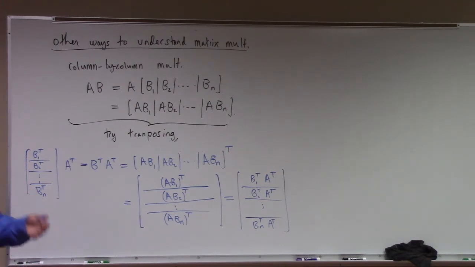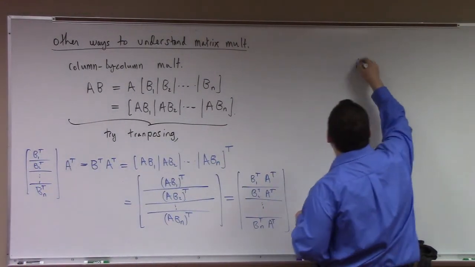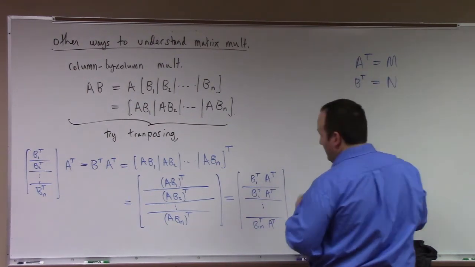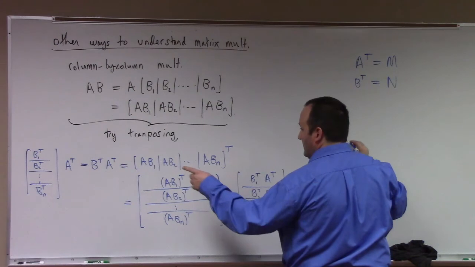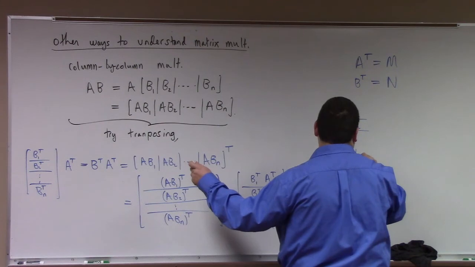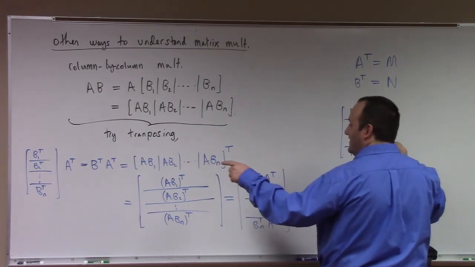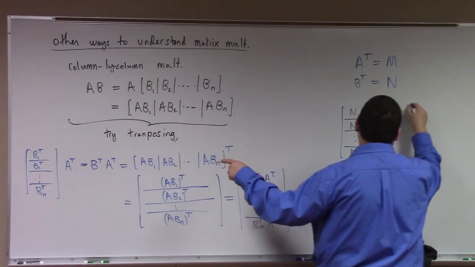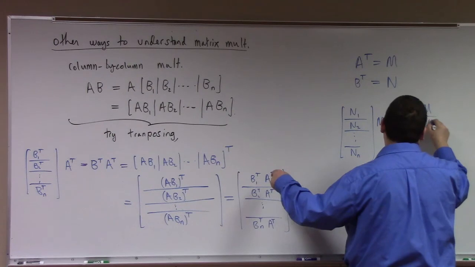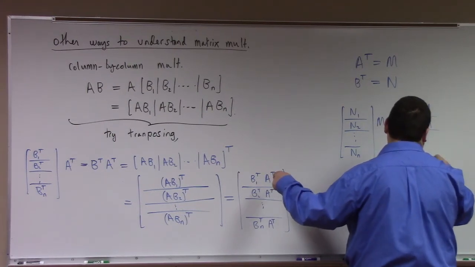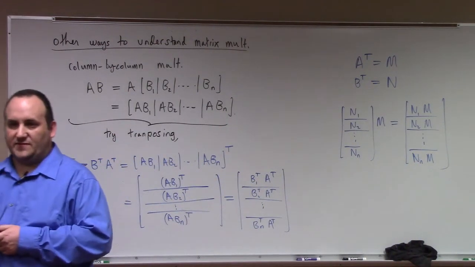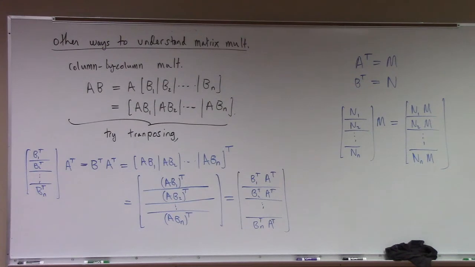So if you just invent some, just say A transpose equals M and B transpose equals, say, big N, then that gives us the following rule, right? We have N1, N2, Nn, oops, it's kind of awkward, times M is equal to, apparently, N1M, N2M, Nm. So that's the row by row multiplication rule.